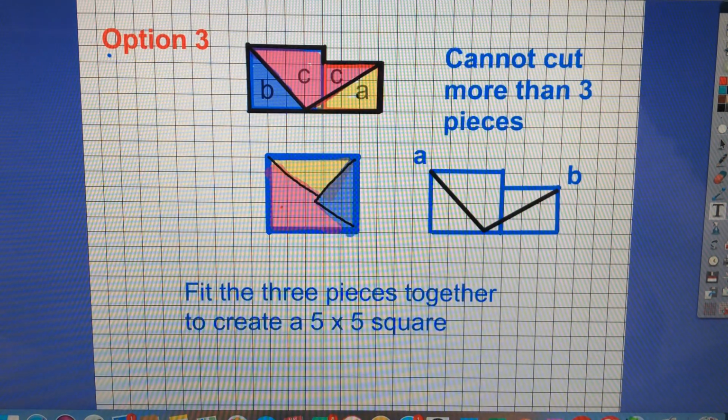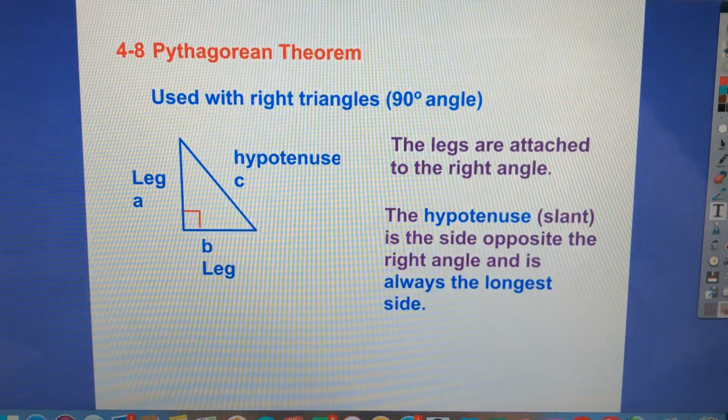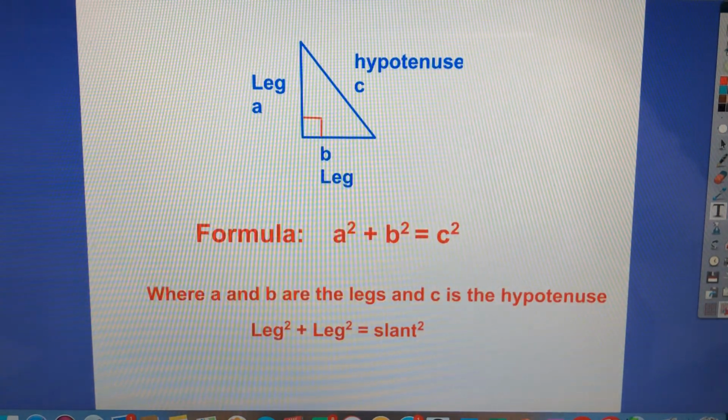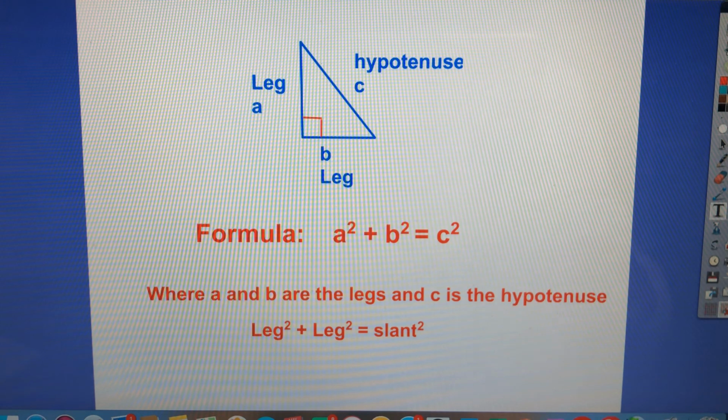There is a third way, which is too complicated to do virtually like this, in order to rearrange all of the pieces and make your 5 by 5 square. For now, I'm going to leave you with just the fact that the Pythagorean theorem is one of the strongest formulas ever. A squared plus B squared equals C squared, where A and B are the legs and C is the hypotenuse. Good luck.